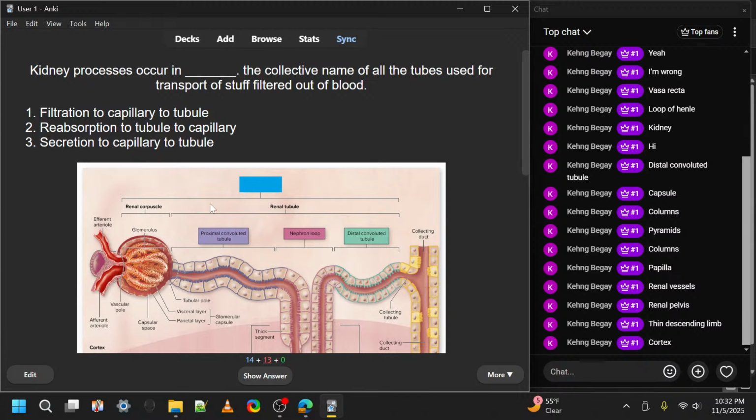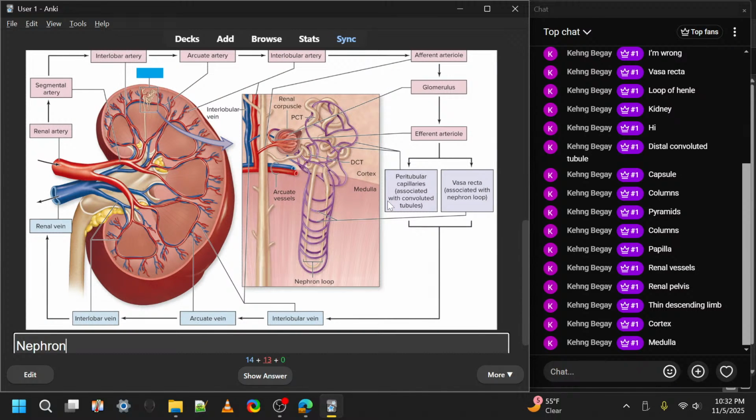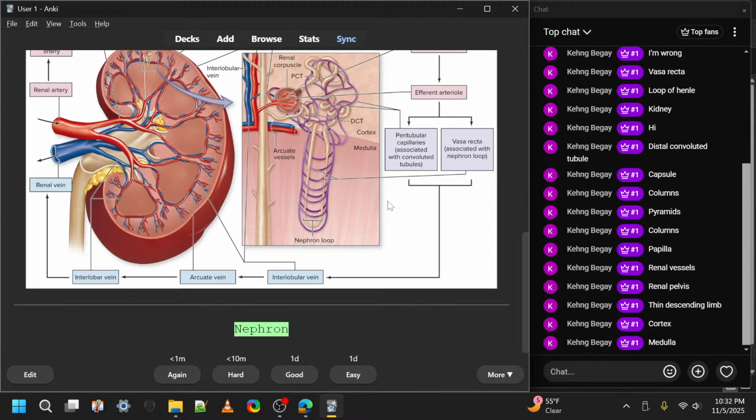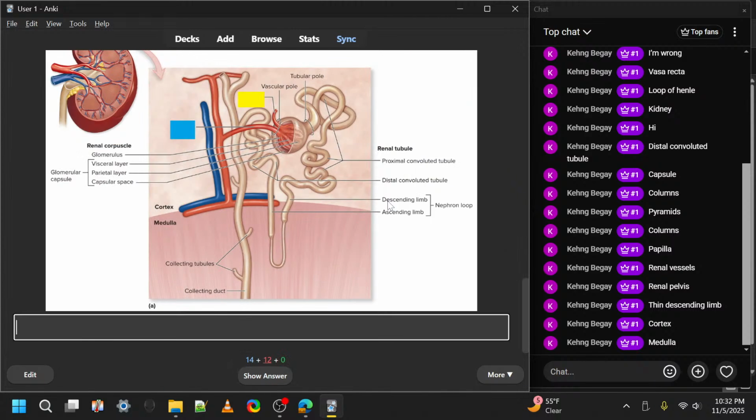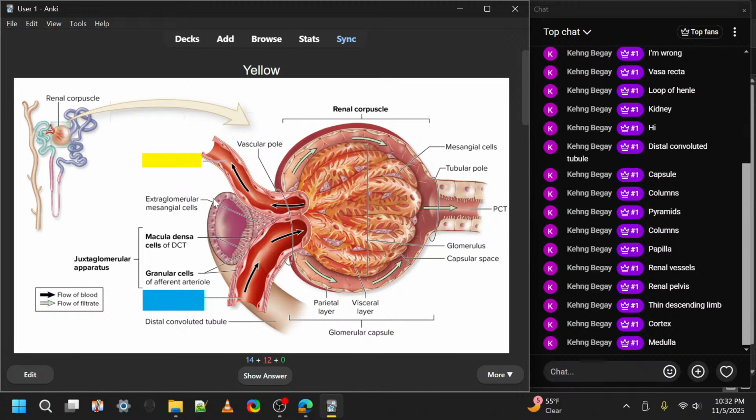Okay, so this is the nephron. I'll stop saying that, King. I'm sorry. I keep on saying it prematurely. I might be taken away from you.